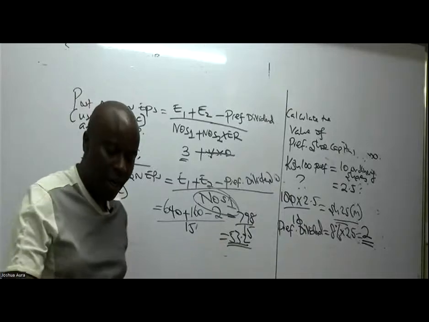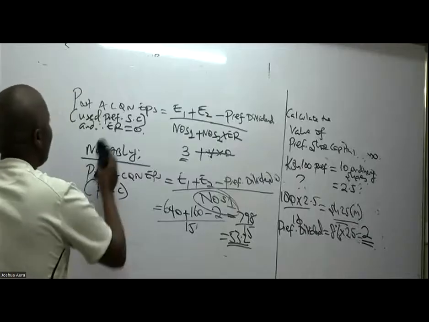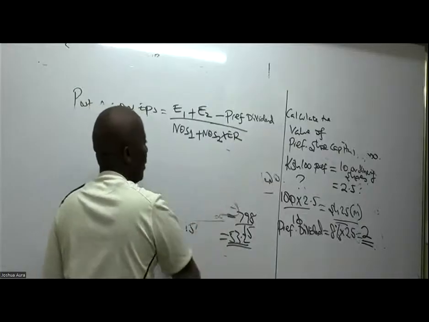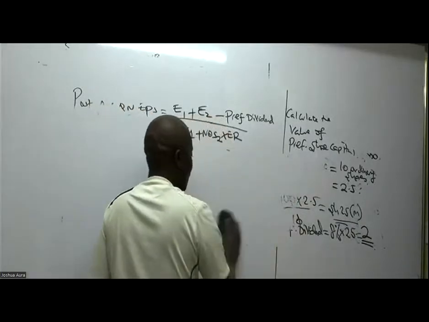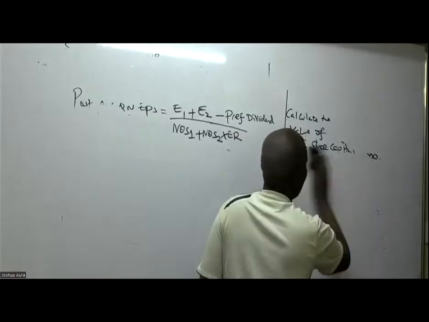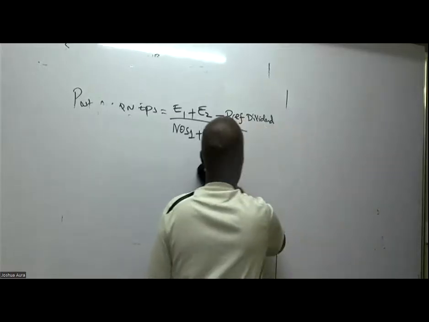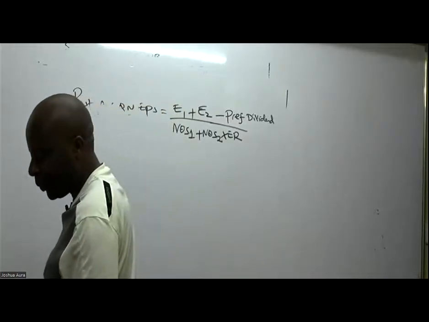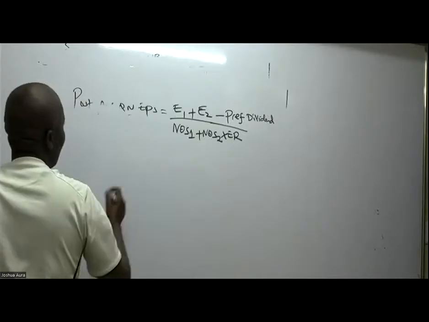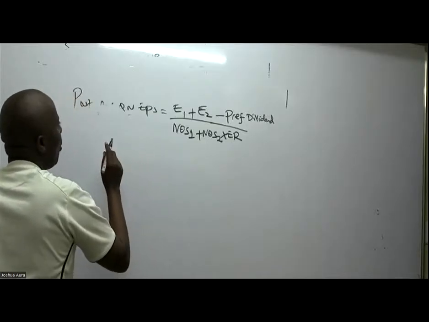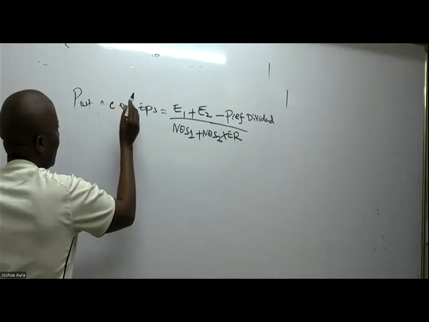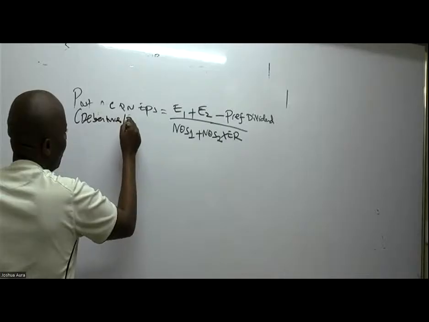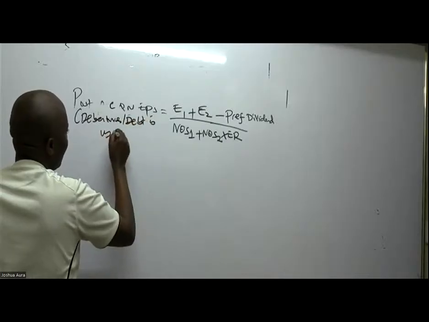So we are saying there, since debenture is being used, then the exchange ratio will be 0. That's what we are writing there. Great. Now listen, if the exchange ratio is 0, then how do we write our post-acquisition EPS when debentures or debt is used?